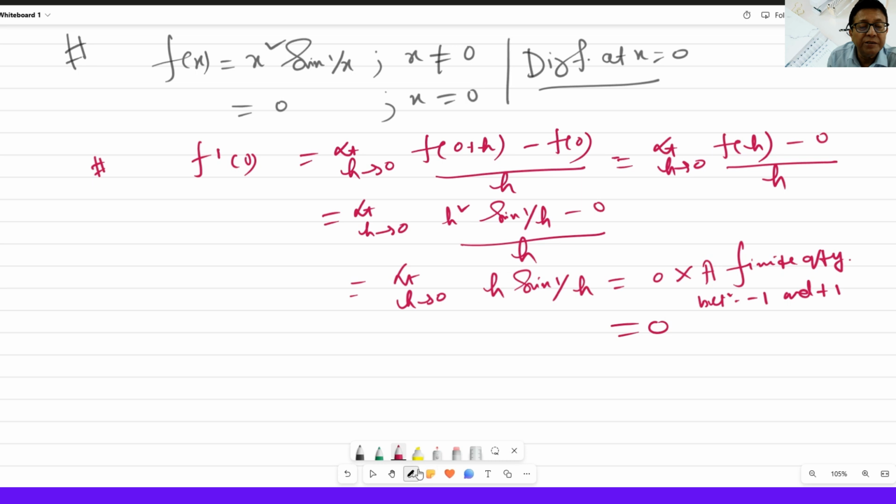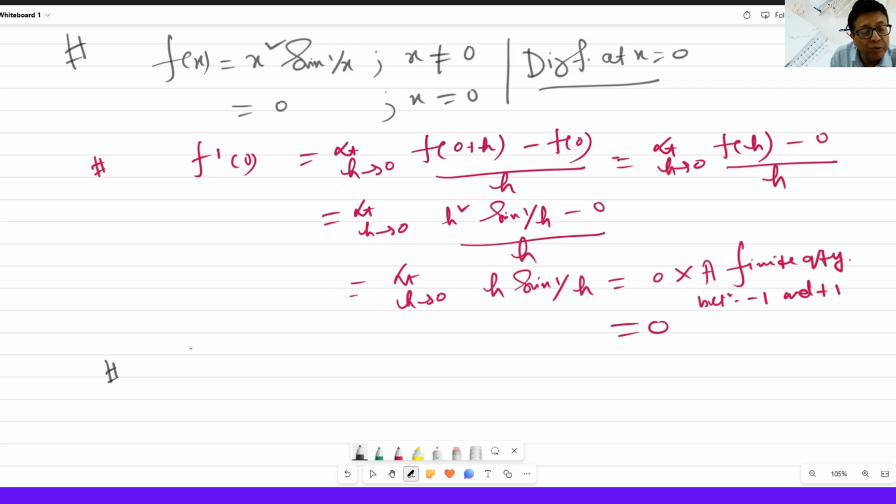But this function is a very special one because with x square sine 1 by x, you are getting differentiable. With x sine 1 by x, you can't. With sine 1 by x, you can't. But if it is x cube sine 1 by x, x4 sine 1 by x, you can do it. So based on that, I'll be setting another problem for you.